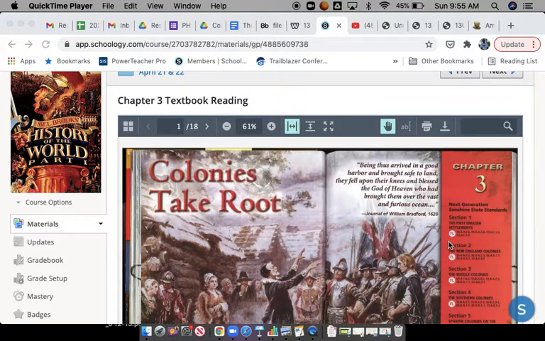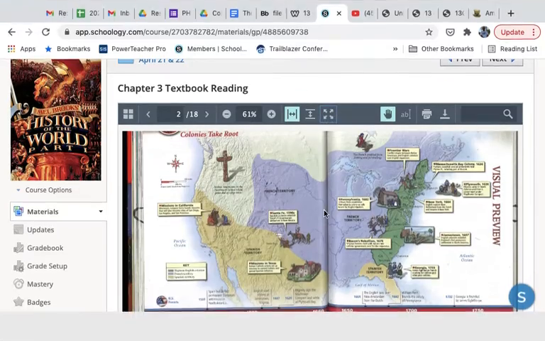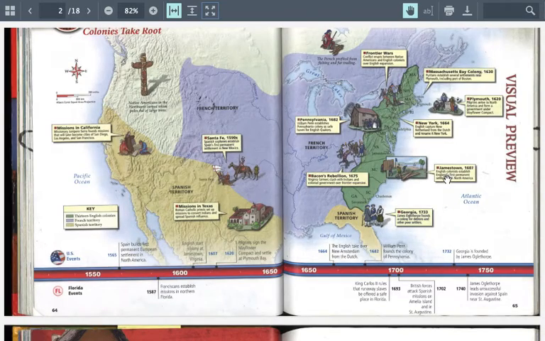All right, so here we go with Colonies Take Root. First thing I want you to do is focus in on this map. This map here is going to answer about the first three questions that are on your student reading notes. Another thing I want to do is just kind of foreshadow a little bit of what's going to be coming up in the future. As you can see, these are the English colonies in green. You have the French territory, so they're really not colonizing, and you have Spanish territory.